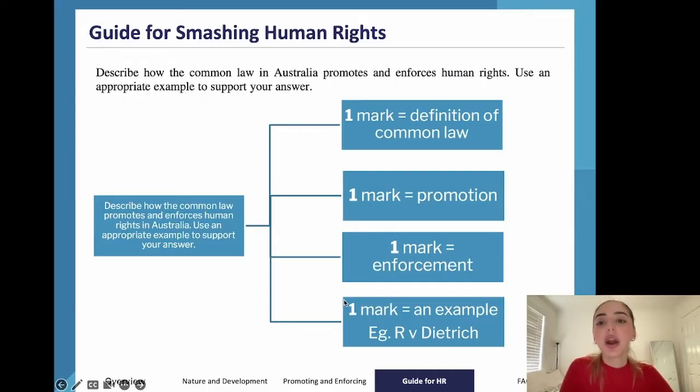Okay, describe how the common law in Australia promotes and enforces human rights. Use an appropriate example to support your answer. Okay, 1 mark, if this is a 4 marker, 1 mark would be defining common law, okay? Again, it's a key piece of terminology. We need to define it. 1 mark would be for the promotion, 1 mark for the enforcement, and 1 mark for an example.